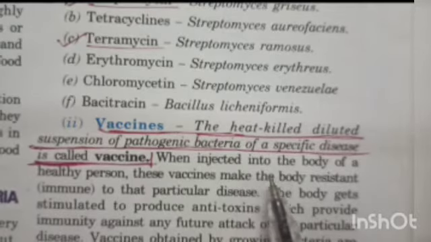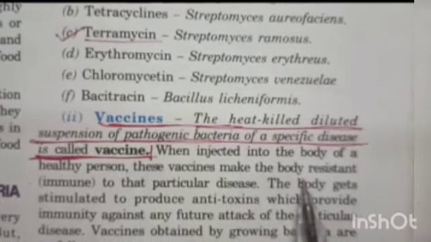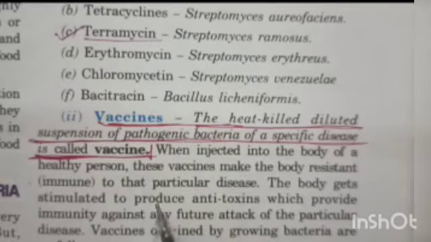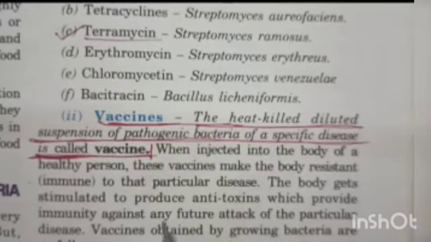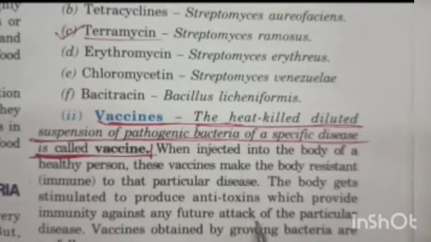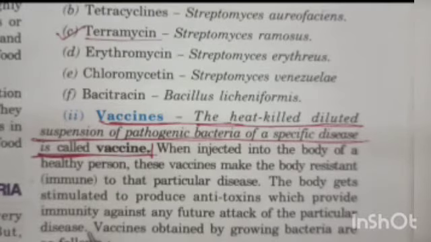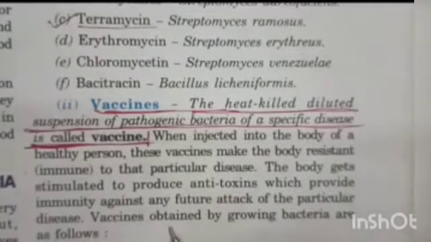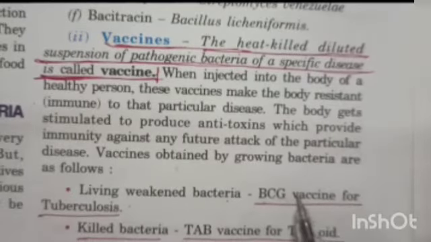When they are injected into the body of a healthy person, these vaccines make the body resistant to the particular disease, and the body gets stimulated to produce antitoxins or antibodies, which provide immunity against any future attack of the particular disease. Once a person gets a particular vaccine for a particular disease, then for lifelong he is protected from that disease, right?